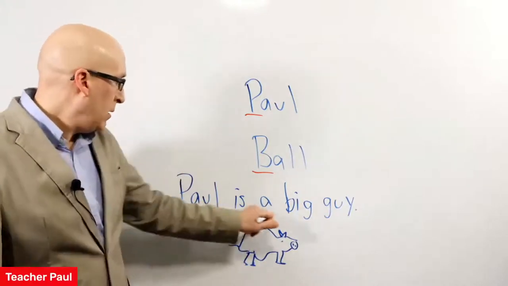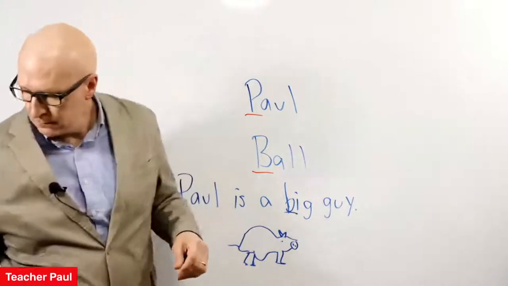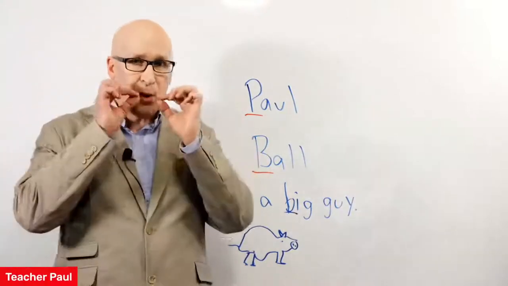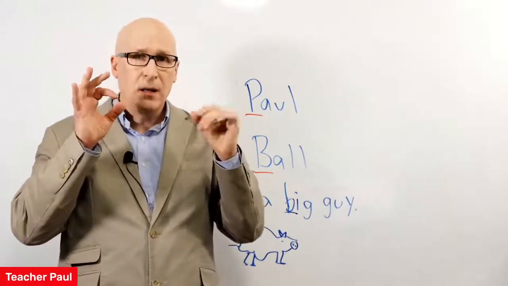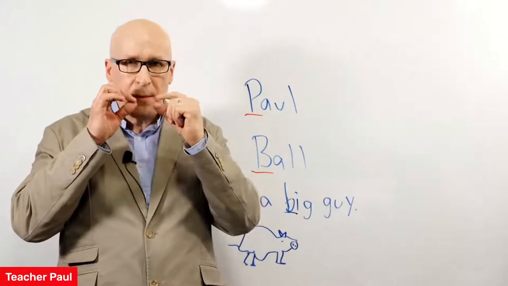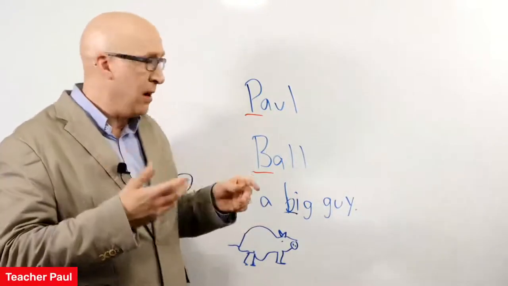So Paul and big are different sounds. Here's how you make them. In both cases, we put our lips together. P for Paul. Big, ball, but. So the lips come together to make that sound. But there's different ways of using the air.